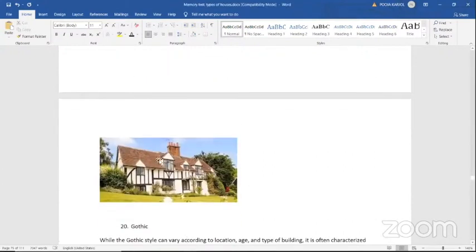See the chimney here. It's not a simple chimney. They have done artwork in that.